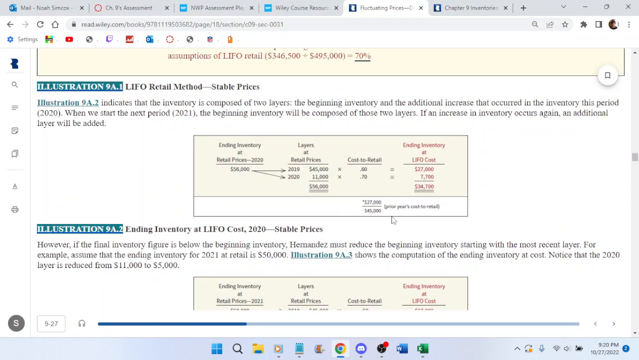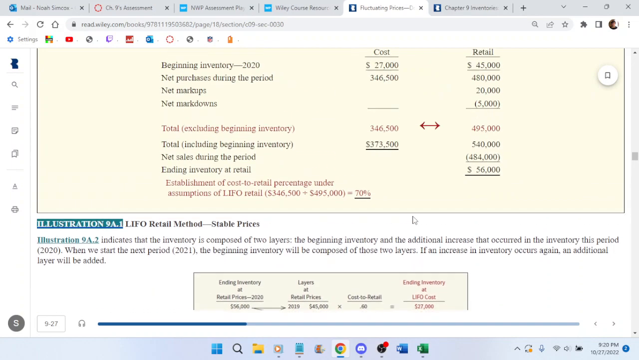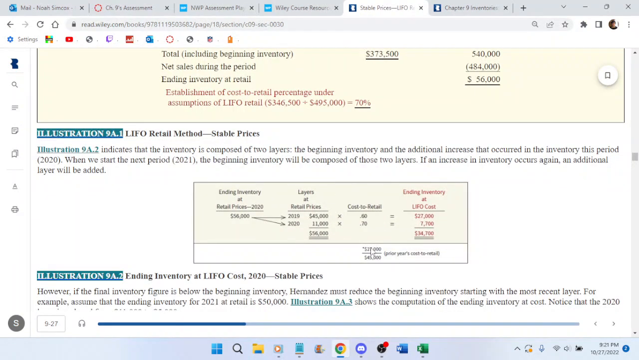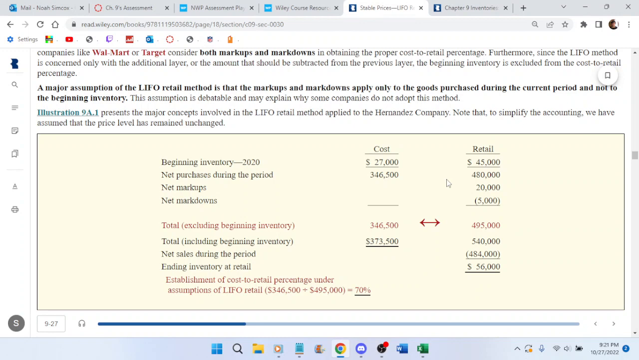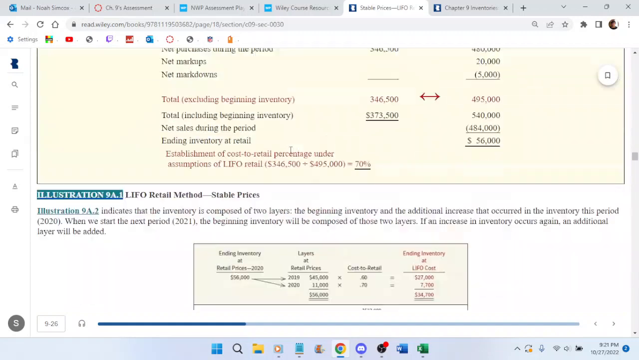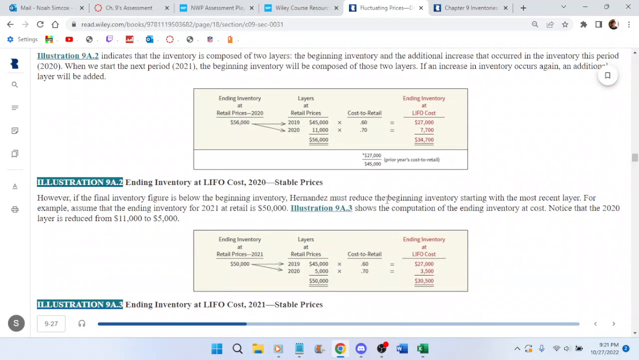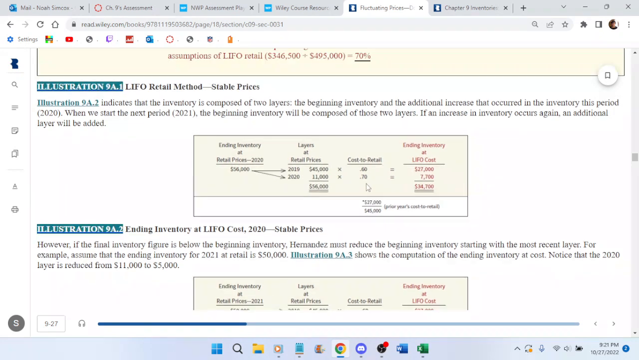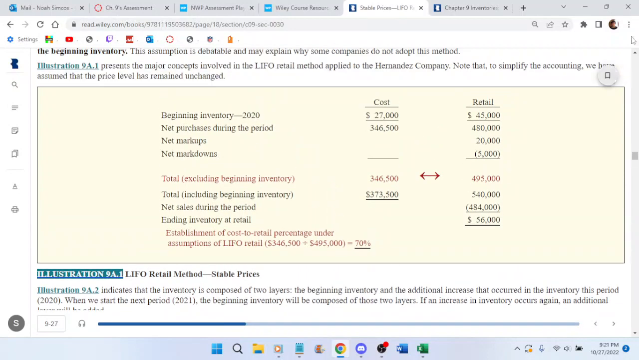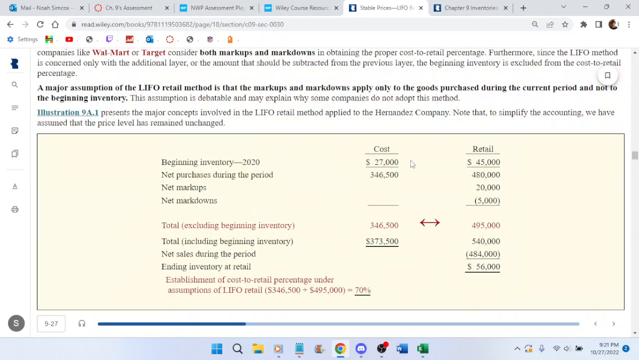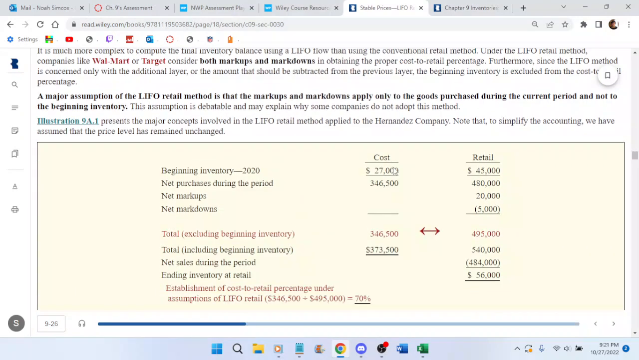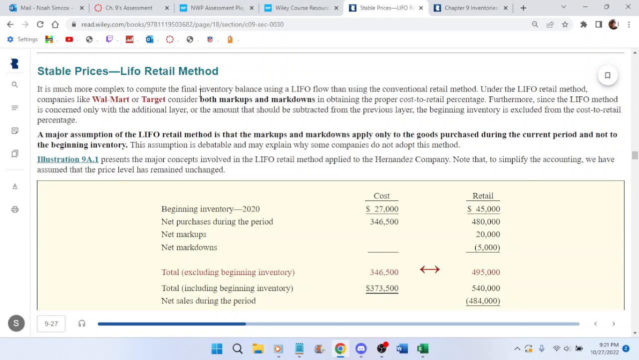Prior year's cost to retail? Where did you get the prior year's cost to retail? 27,000 divided by 45,000? So you take the beginning, you literally do the beginning. They never even explain that. They have it as a footnote, but it's actually a crucial part of the calculation, but they just have it as a footnote. What a great textbook this is. They took the beginning inventory cost divided by the retail value? They didn't explain that anywhere.